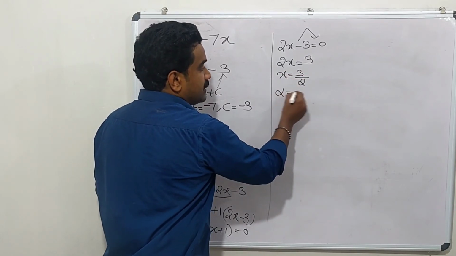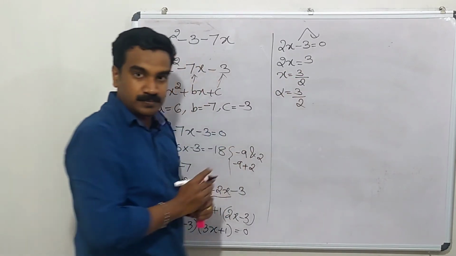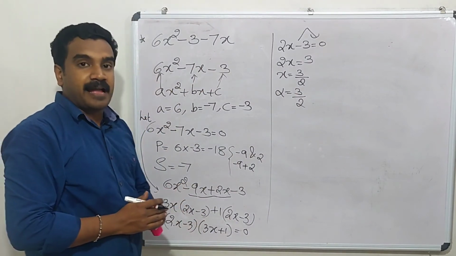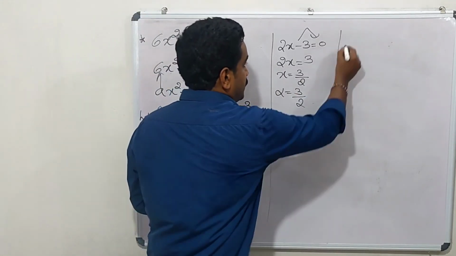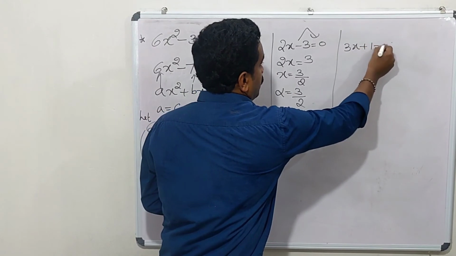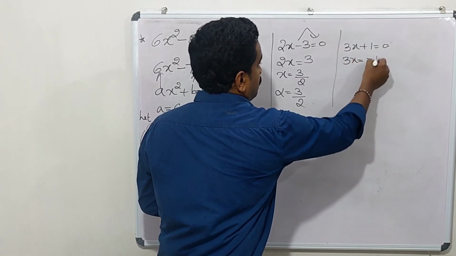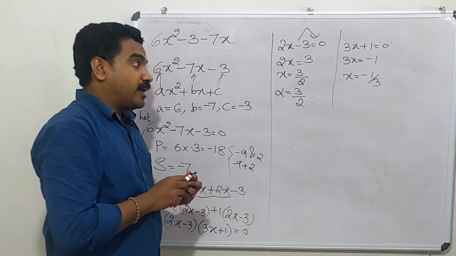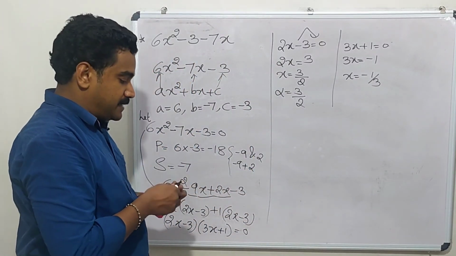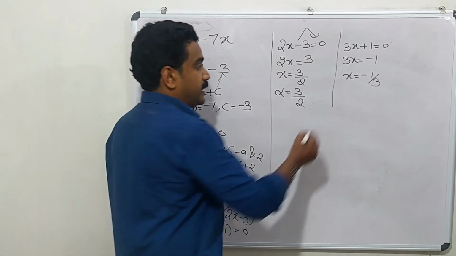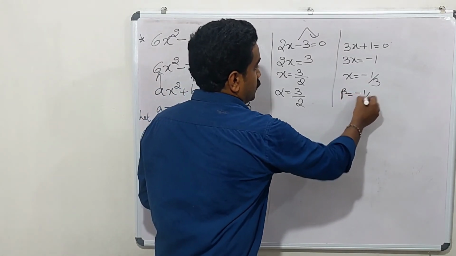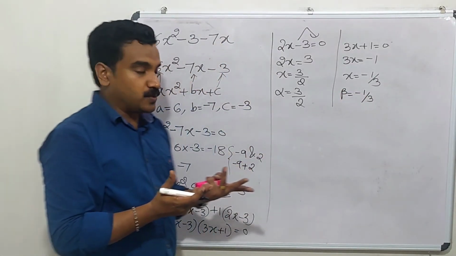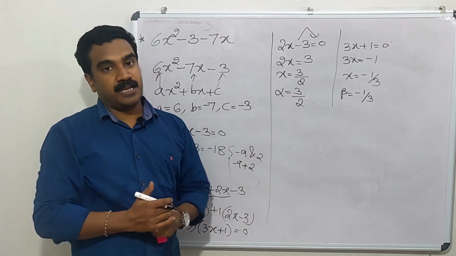You can take this as alpha, 3 by 2. When you equate the second bracket to 0, that is 3x plus 1 equal to 0, you will get 3x equal to minus 1, x equal to minus 1 by 3. So alpha equal to 3 by 2 and beta is equal to negative 1 by 3. Now we got two zeros. Which are the two zeros? 3 by 2 and negative 1 by 3.